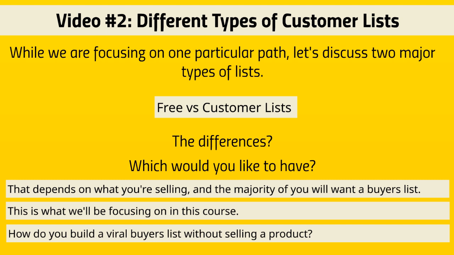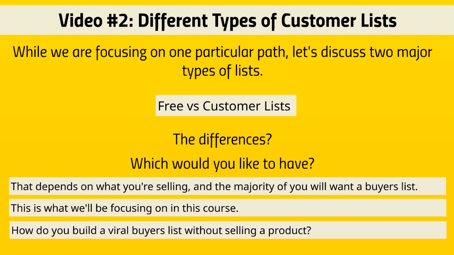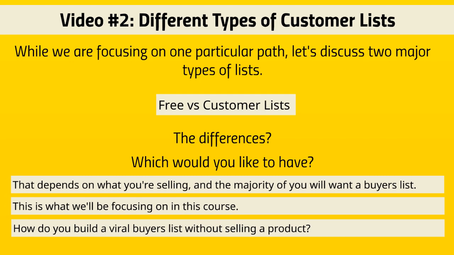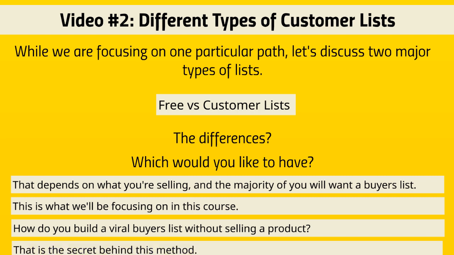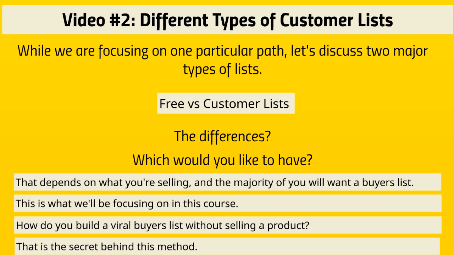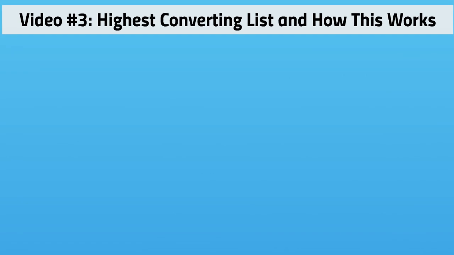Now, the question begs, how do you build a viral buyer's list without selling a product? Because selling a product takes time. And that's not necessarily getting it to build virally and getting other people to build it for you. Now, that is the secret behind this method: you get other people to actually build the list for you. Yes, it does take time, and yes, there is some work involved, but this is the closest thing to getting to that.